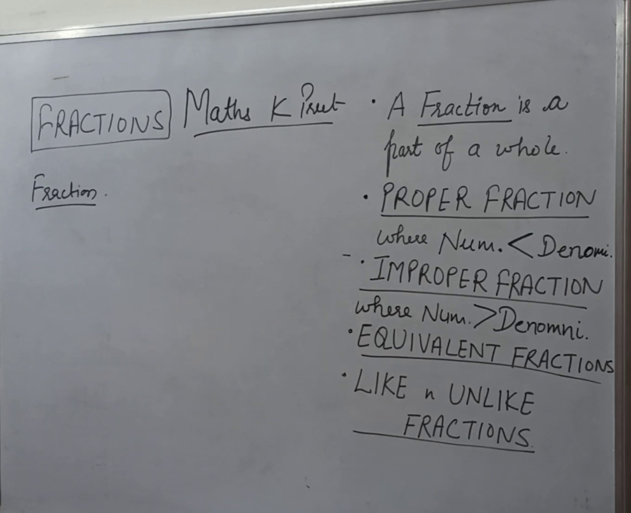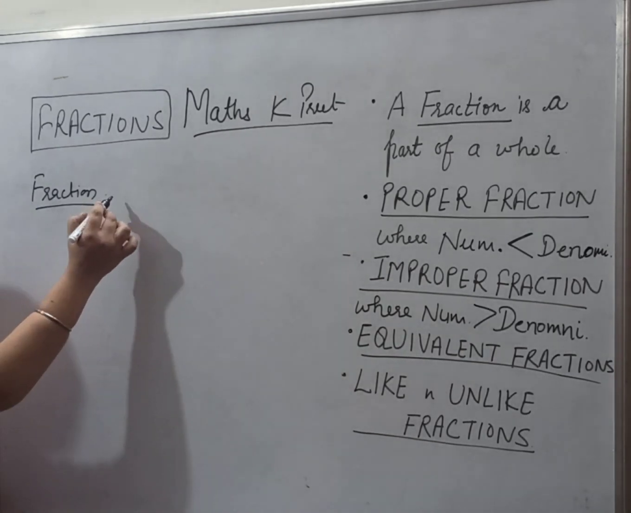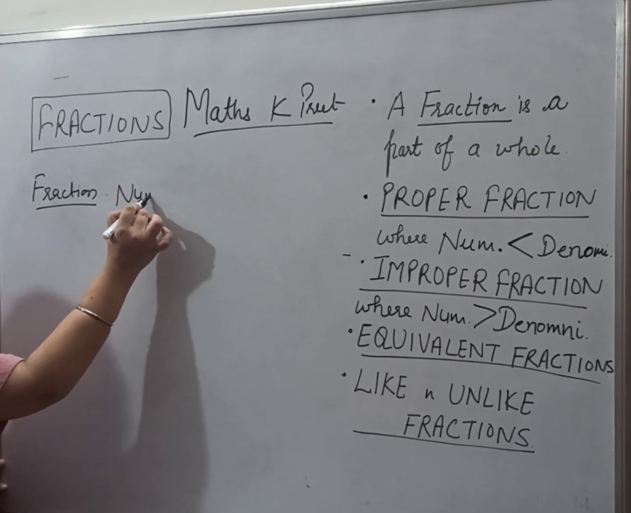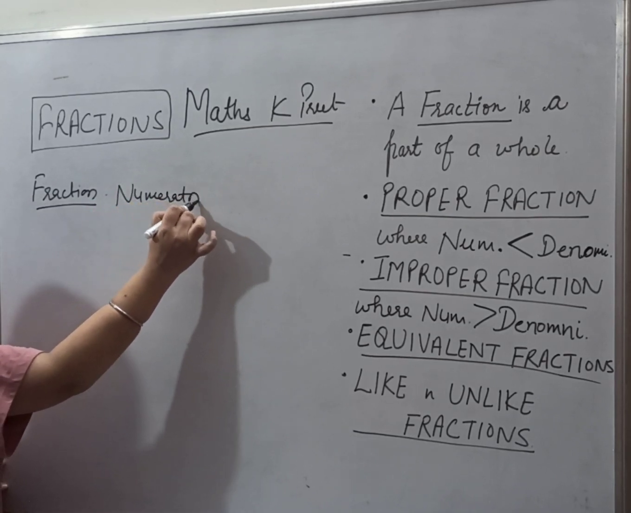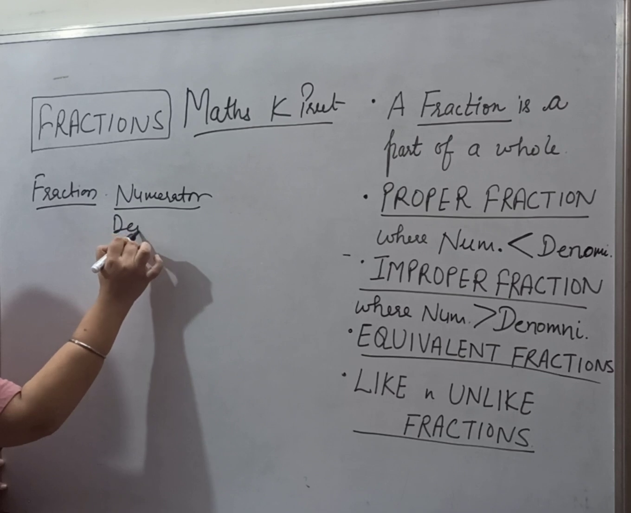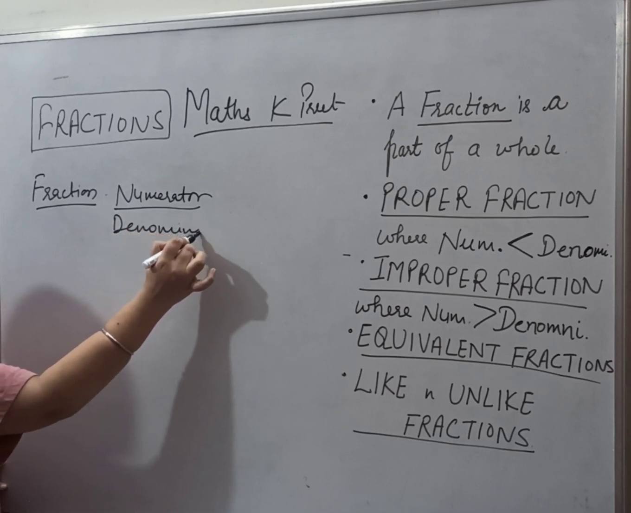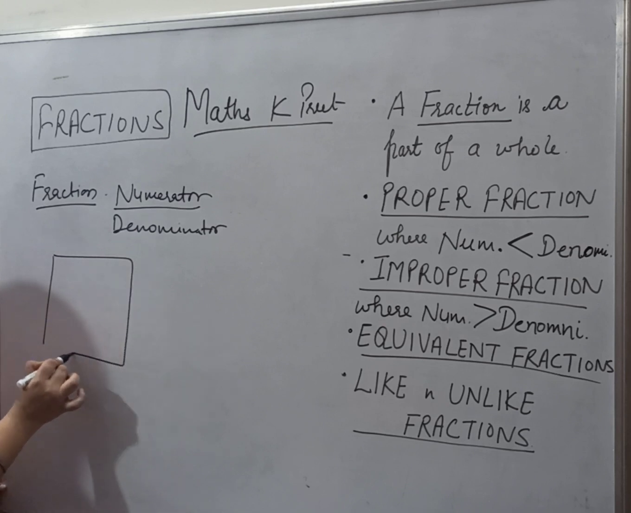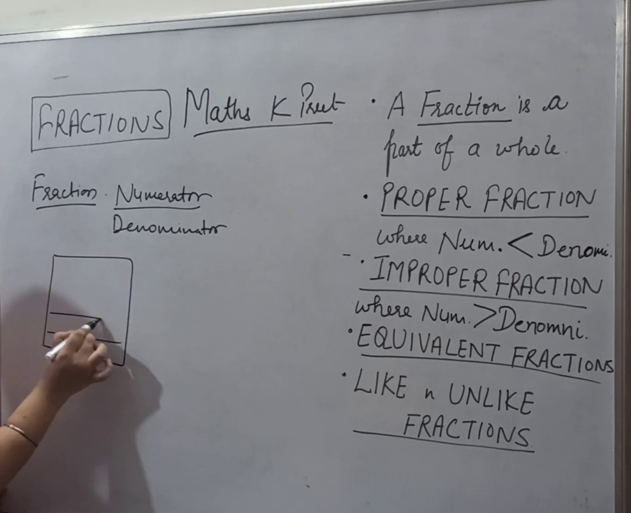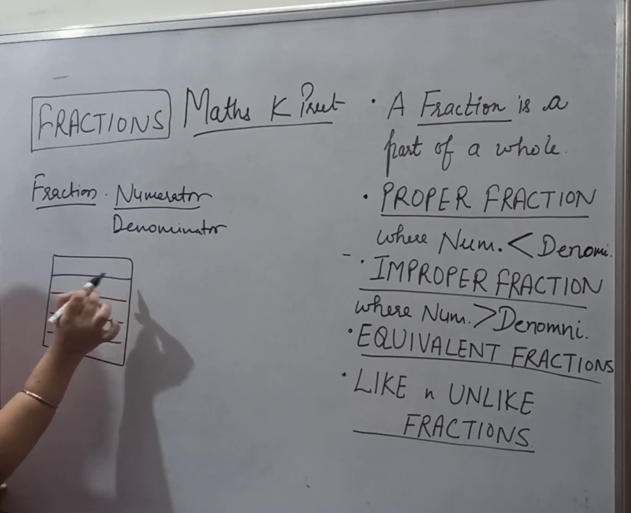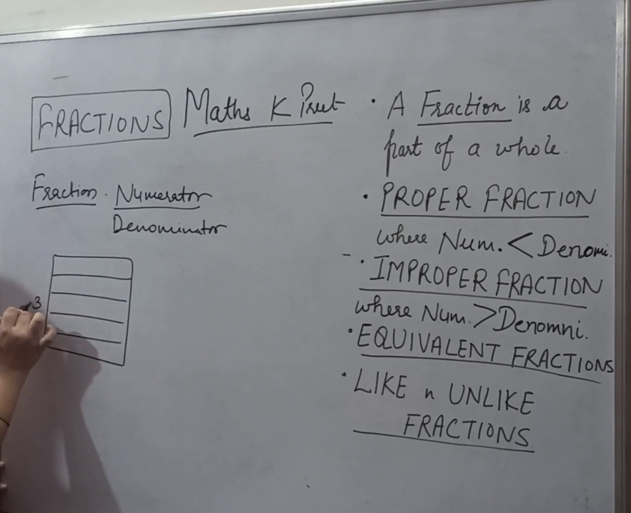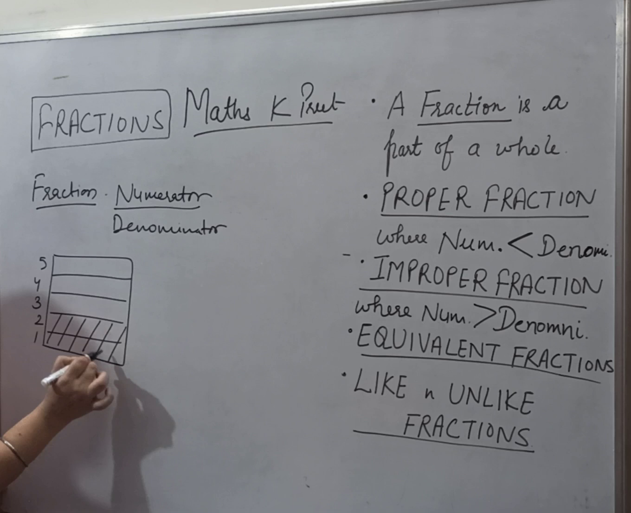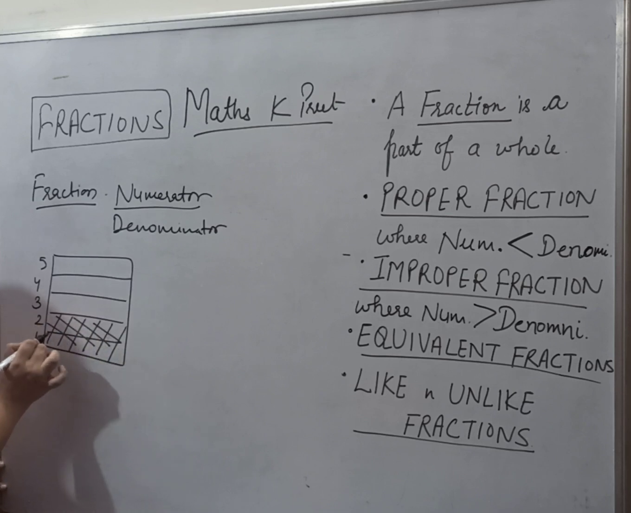A fraction is basically a part of a whole. It is written in the form of numerator divided by the denominator. So if this is a whole thing and I am dividing this into 5 equal parts, 1, 2, 3, 4, 5, then we have to write the fraction for this shaded area.